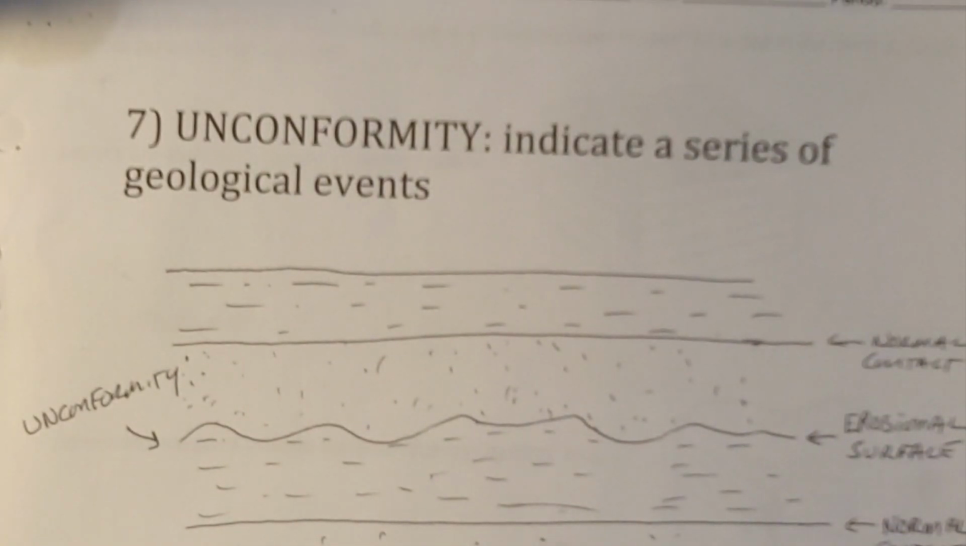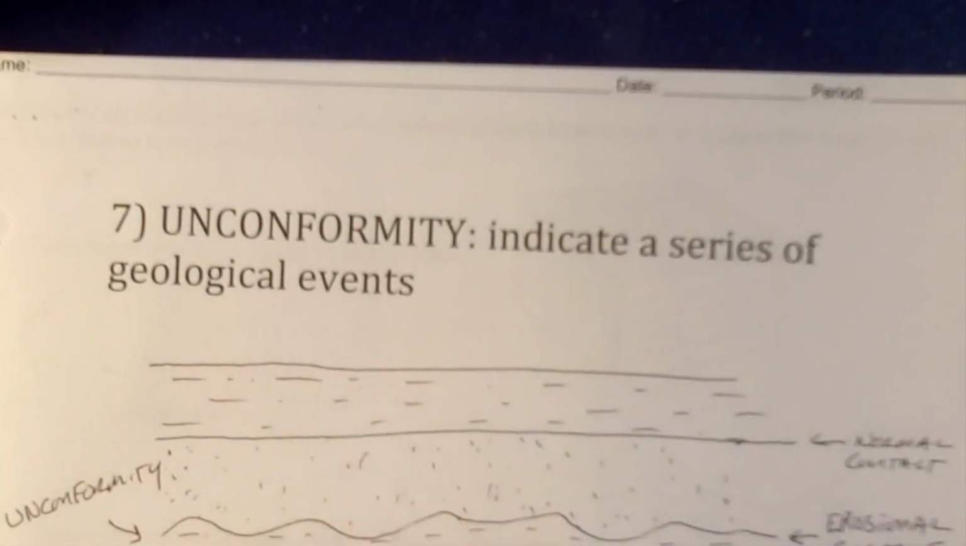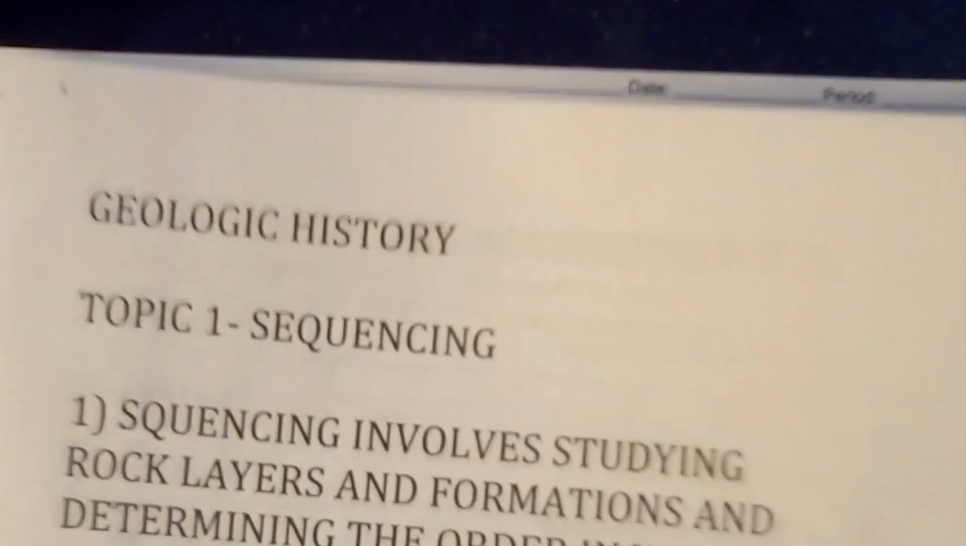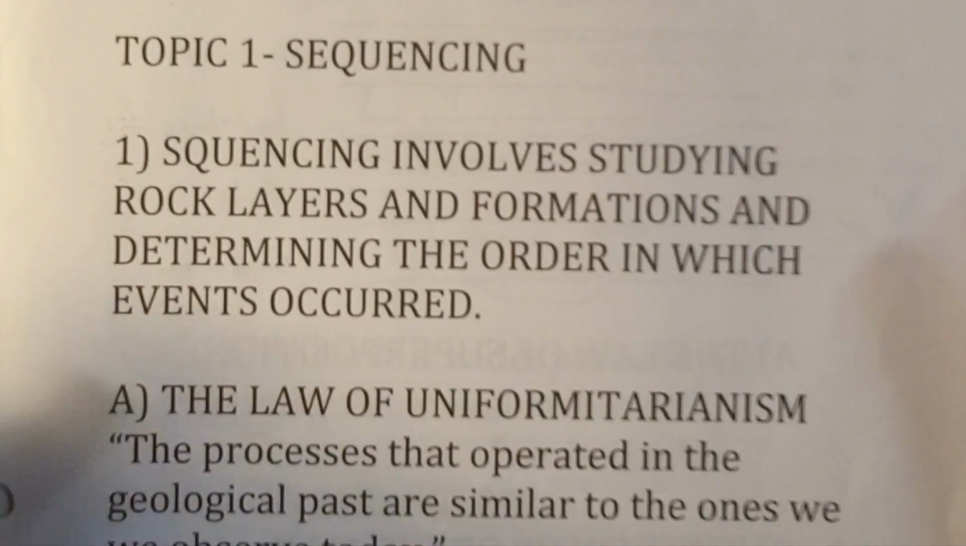Today's lesson is going to focus on unconformities, which indicate a series of geological events occurring. Before we get there, let's take a look at the other things that we've learned and quickly review. We're studying sequencing of rocks right now. Sequencing involves studying rock layers and formation, determining the order in which they occurred.